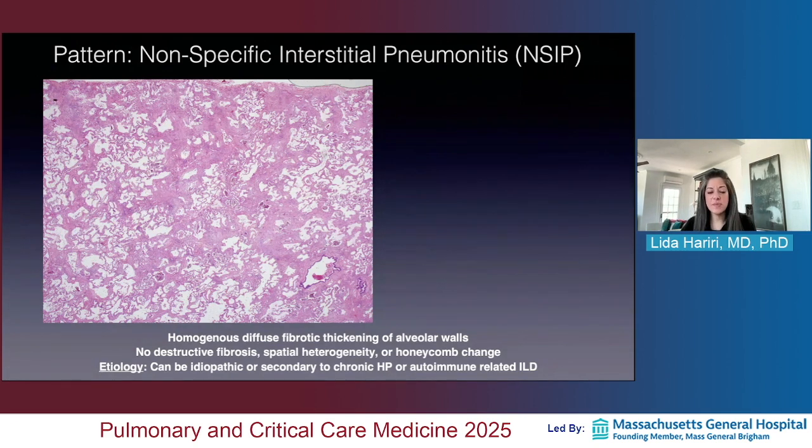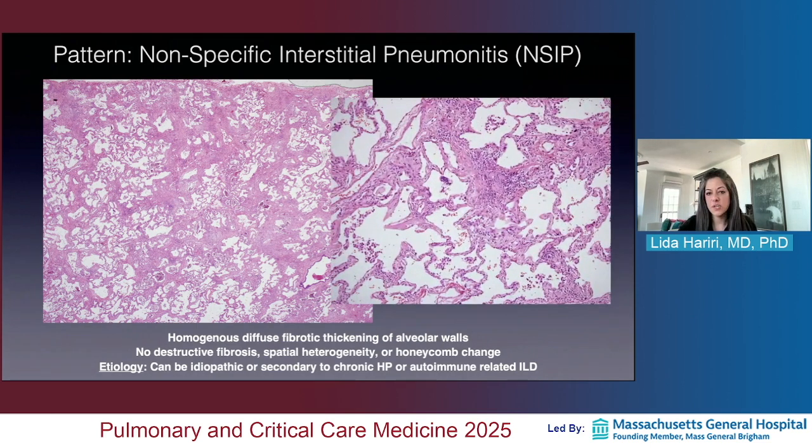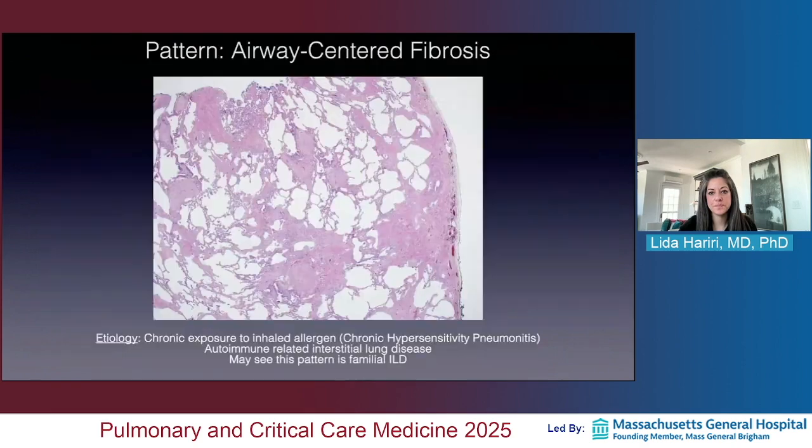Now, NSIP can be either idiopathic or, more frequently, secondary to another etiology, typically an autoimmune-related disease. Things like scleroderma tend to present with NSIP. Some myositis does as well, or also fibrotic HP in some instances. Although typically with fibrotic HP, you will see an airway centricity if you look carefully, because that disease tends to more heavily affect the airways. Here's just a higher power picture.